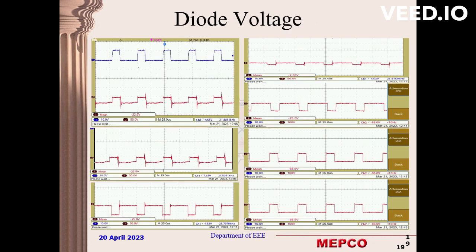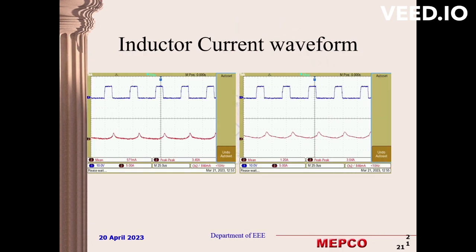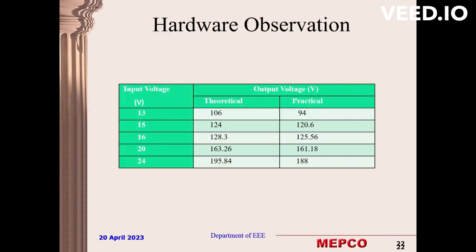This is the diode voltage waveform. This is the switching voltage waveform. This is the inductor current waveform. This is the hardware observation. Here we vary the input voltages and compare the theoretical and practical values.